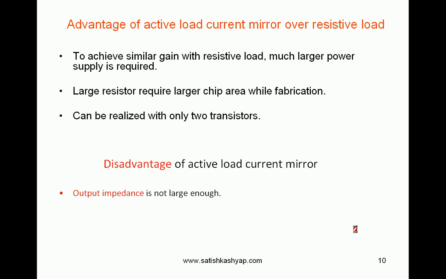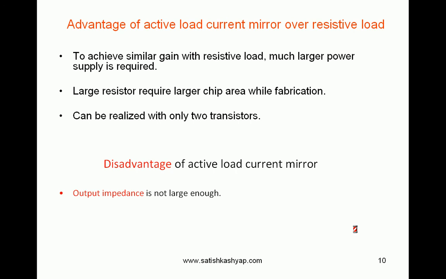The advantages of active load over passive load, that is resistive load. First one, to achieve similar gain with resistive load, a much larger power supply is required. To get more gain, normally we require more power supply if we are going with passive resistors, but there is no such need for current mirrors because the resistance value can be increased to get higher gains. That resistance value is usually large for a current mirror since it is in saturation.